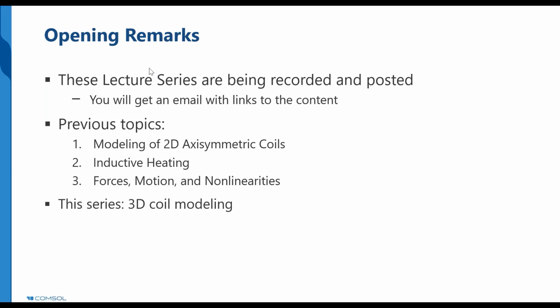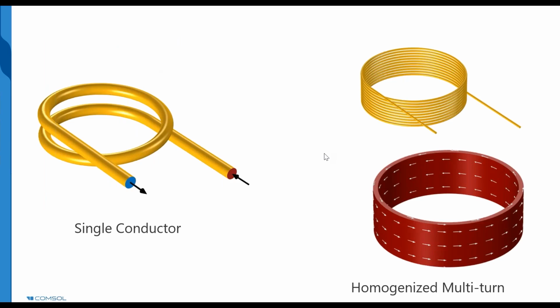In the previous series, we talked about 2D axisymmetric coil modeling, inductive heating, and modeling of forces, motion, and nonlinearities. All of those topics were addressed in the context of a 2D axisymmetric coil model. This series, we're going to be focusing on 3D coil modeling. What I want to do right now is review briefly the two models that we talked about yesterday, a single conductor coil and a homogenized multi-turn coil.